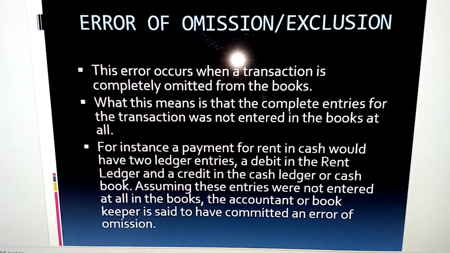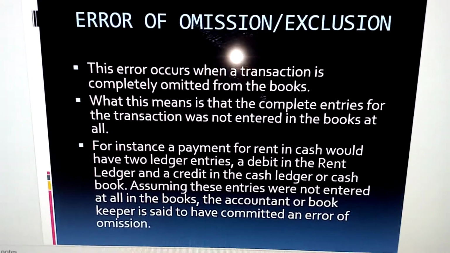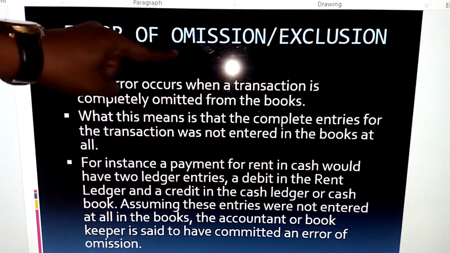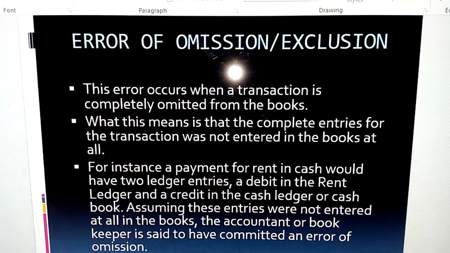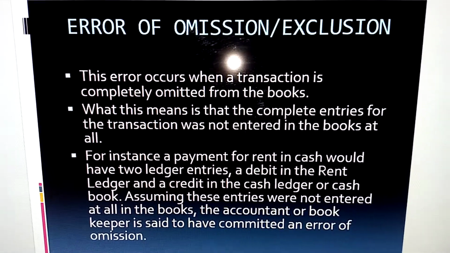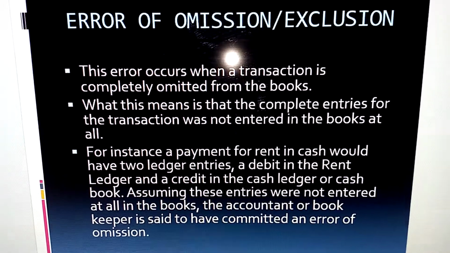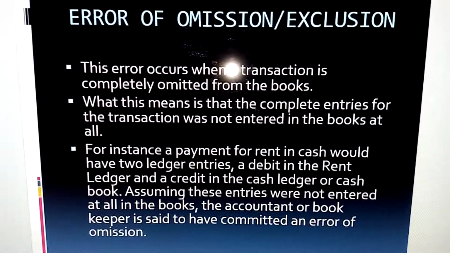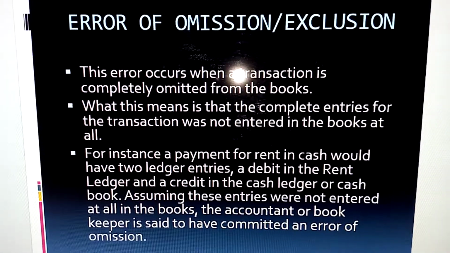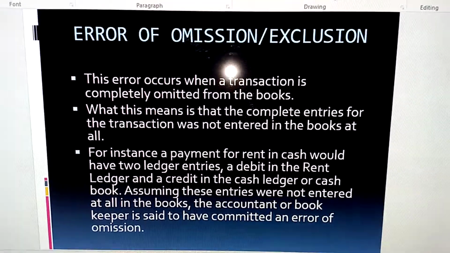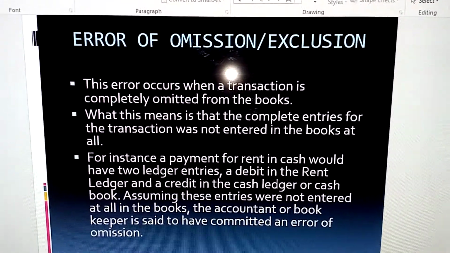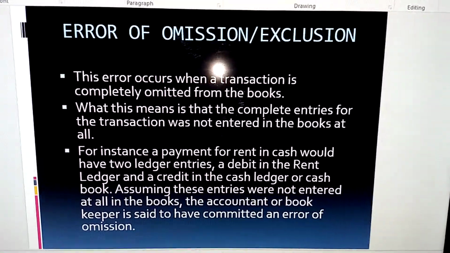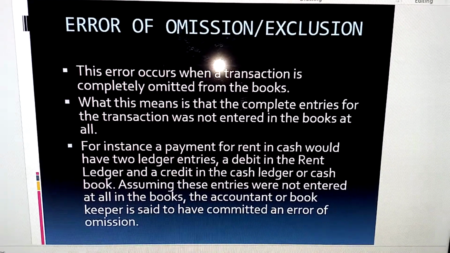The first one here says error of omission or exclusion. The word omission here means to ignore or an oversight. So it is possible that while recording transactions, one or two transactions might be what? Ignored or excluded from the books. Such error is called error of omission.